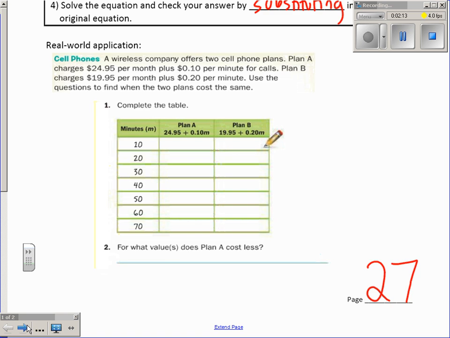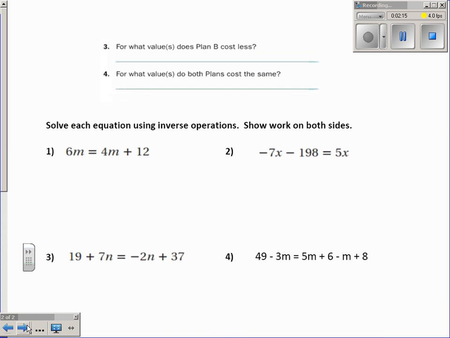And let's go to the back side and do some practice problems. Again, you'll fill in that chart, make sense out of it, answer the questions the best you can.